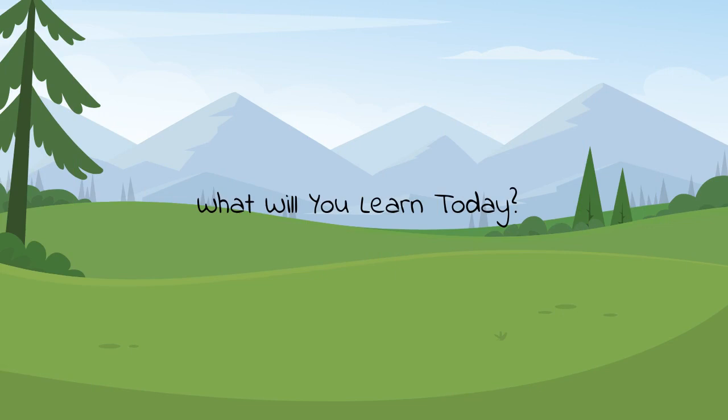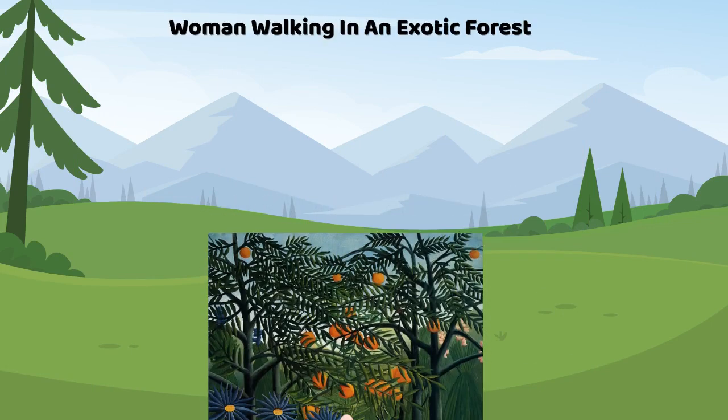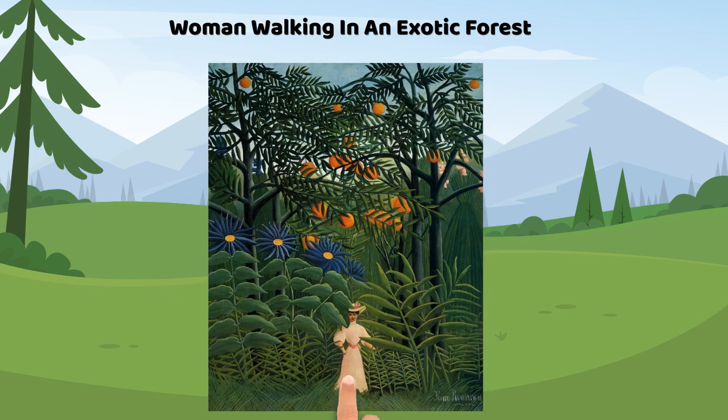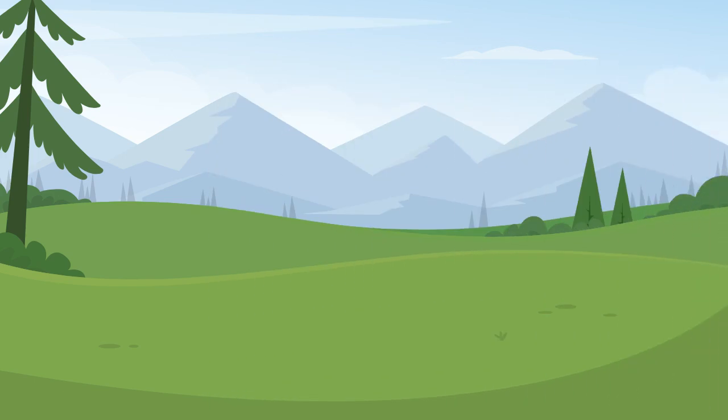Now, let me introduce you to one of my favorite pieces by Henri Rousseau, titled Woman Walking in an Exotic Forest, created in 1905. This artwork has such a charming, playful quality, with its lovely, childlike art style. What's fascinating here is how Rousseau plays with scale and perspective. If you look closely, you'll see that the lady is almost hidden among the towering flowers, which are bizarrely larger and taller than she is, giving the scene a whimsical, dreamlike effect.